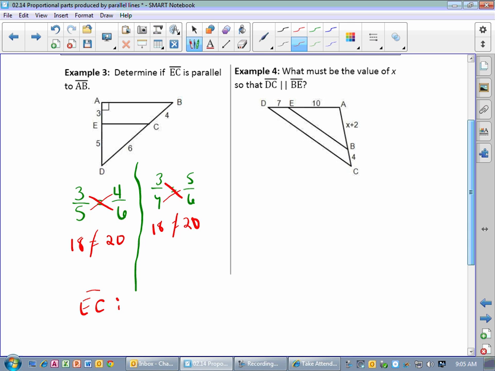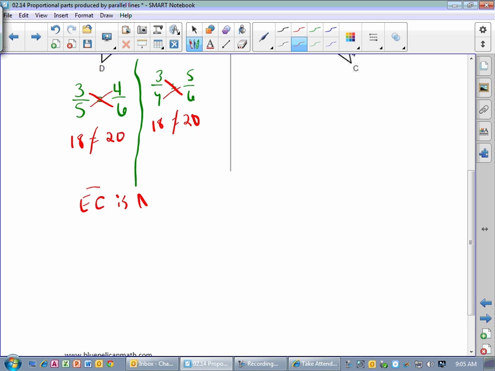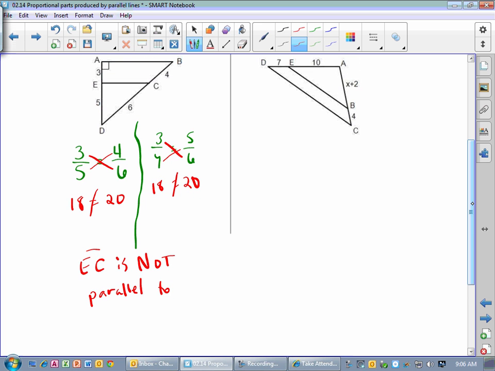So EC is not, oops, that's a really ugly knot. Try that again. EC is not parallel to AB. If they had been equal, then we would say the lines are parallel.